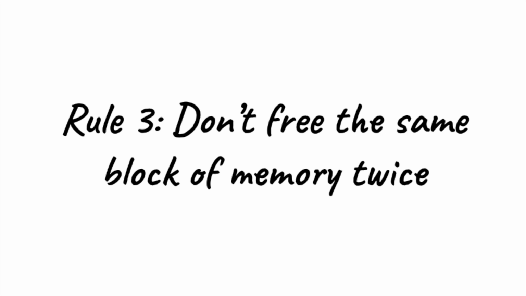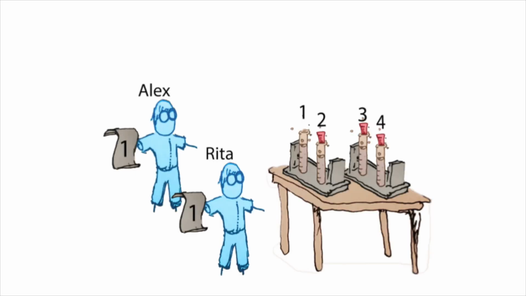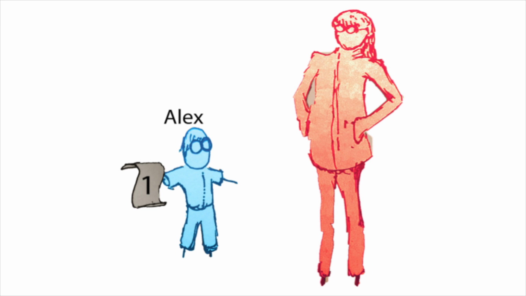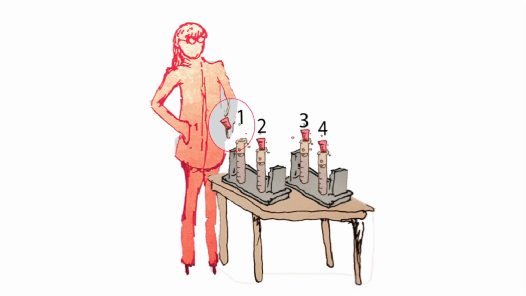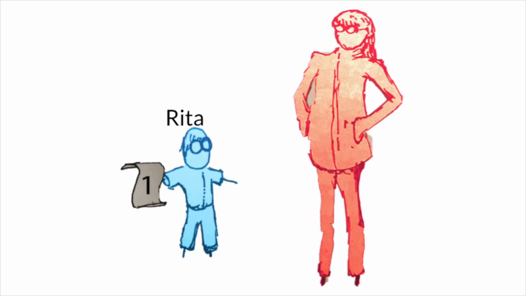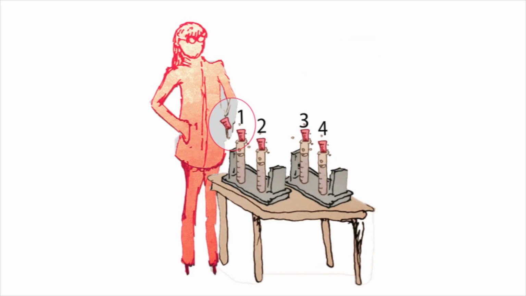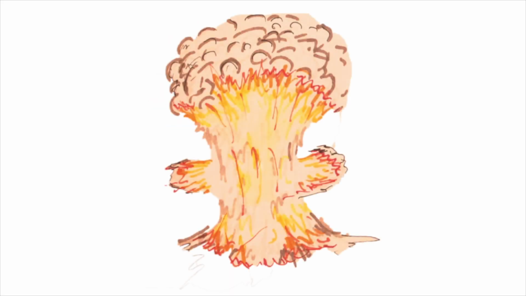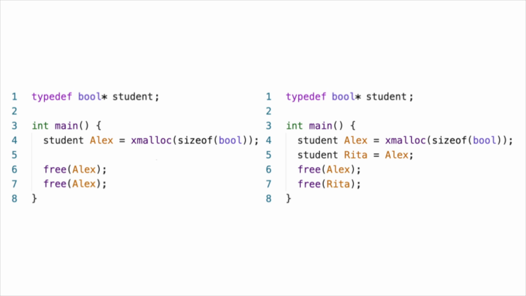Now onto our last rule for freeing. Don't free the same block of memory twice. Let's say Alex and Rita are in the same group, and they're working together with the same test tube. This directly represents aliasing. In other words, they own and share the same block of memory. When Alex decides that they're finished, as per lab protocol, they ask the teacher to cap their test tube. However, if Alex or Rita later ask the teacher to cap the test tube, even though it's already capped, then wow. Therefore, you should never free the same memory twice.